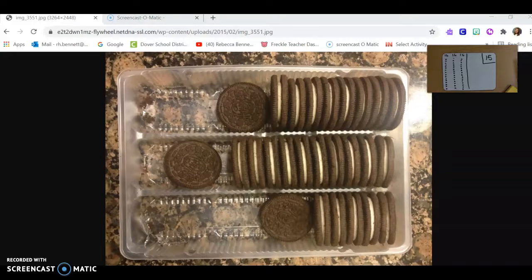Okay, here's our next clue. This is how many cookies are left. So let's take a look. I'm going to count again. If you want to count with me, I'm going to record as I count. So I see 1, 2, 3, 4, 5, 6, 7, 8, 9 cookies are left in one row.